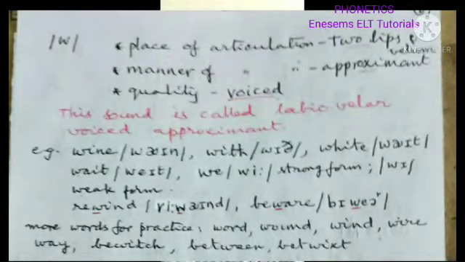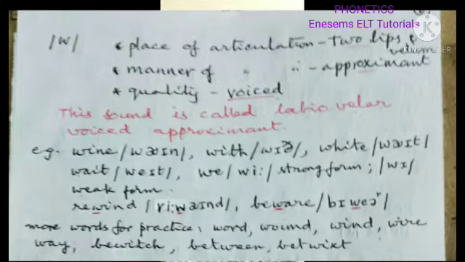Right. Then, w sound. Place of articulation: 2 lips and velum. 2 lips come together and form a round shape, like that. And the velum part, the back of the tongue touches the velum part and obstructs the air stream to enter the nasal cavity. Manner of articulation is approximant, quality voiced. So this sound is called labio-velar voiced approximant.